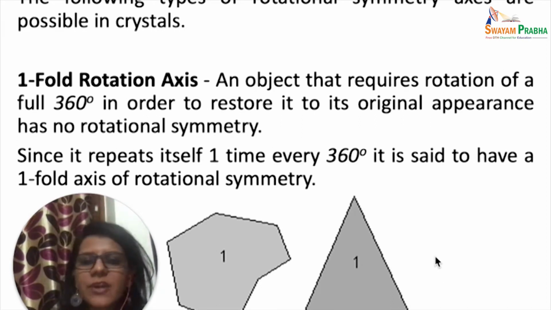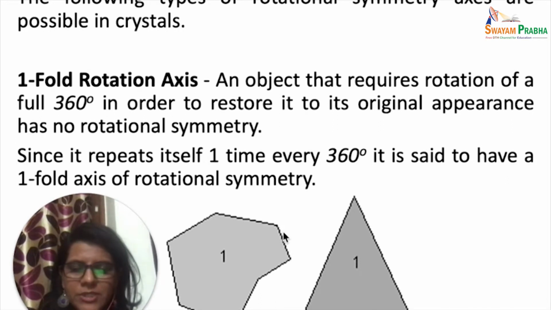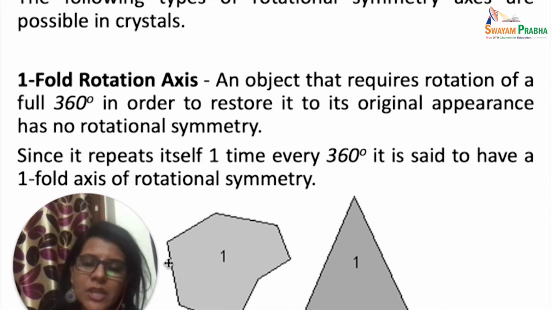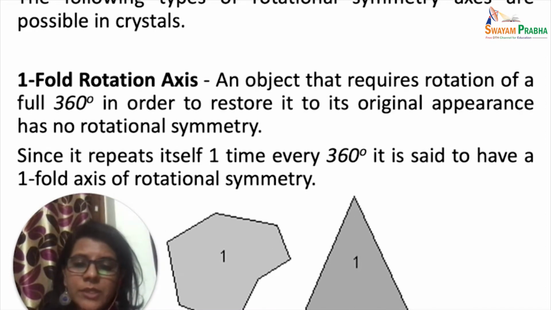The first is the one-fold rotation axis. Let's imagine a structure. Look at this structure. If I want this identical structure after rotation, there is no possible angle of rotation in which I can get this identical structure back. So in fact, I will have to rotate it a complete 360 degrees if I want to get this structure.